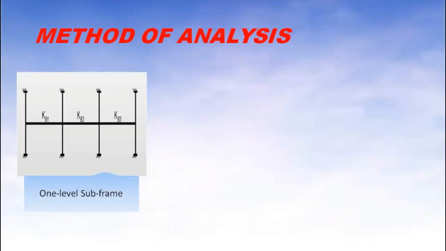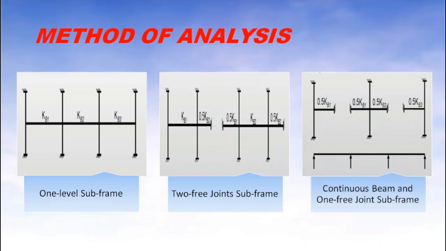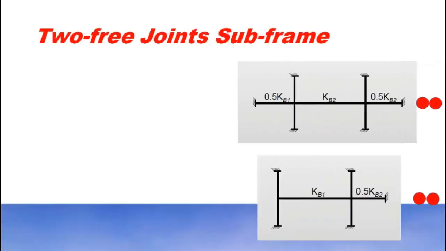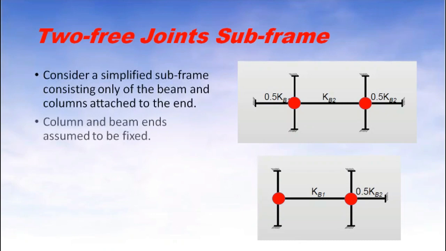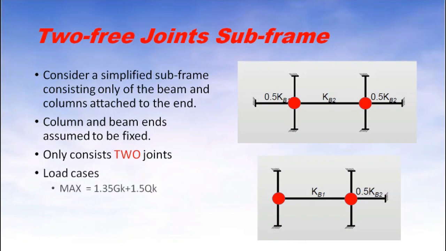There are three methods of analysis. First, one-level subframe. Second, two free-joint subframe. Third, continuous and one free-joint subframe. The moments and forces in certain individual beams may be found by considering a simplified subframe consisting only of that beam, the columns attached to the ends of that beam, and the beams on either side, if any.